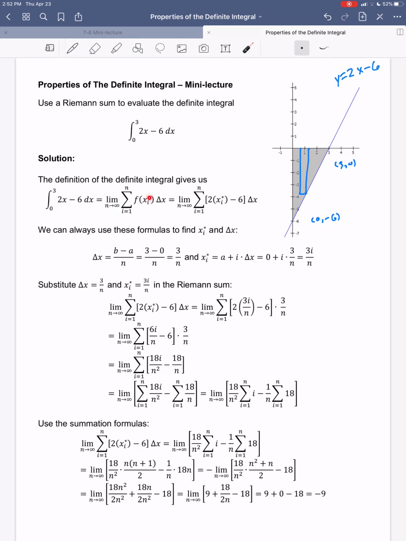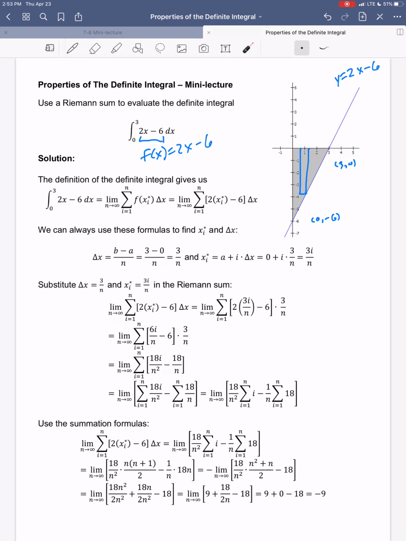And x sub i star, remember, is a sample point in each little subinterval. Since my function here is 2x minus 6, that's my f of x. Then f of x sub i star, I just plug x sub i star in for x here. So 2 times x sub i star minus 6, times delta x. We can always use these formulas for delta x and x sub i star. I talked about that in the mini lecture about the definite integral.